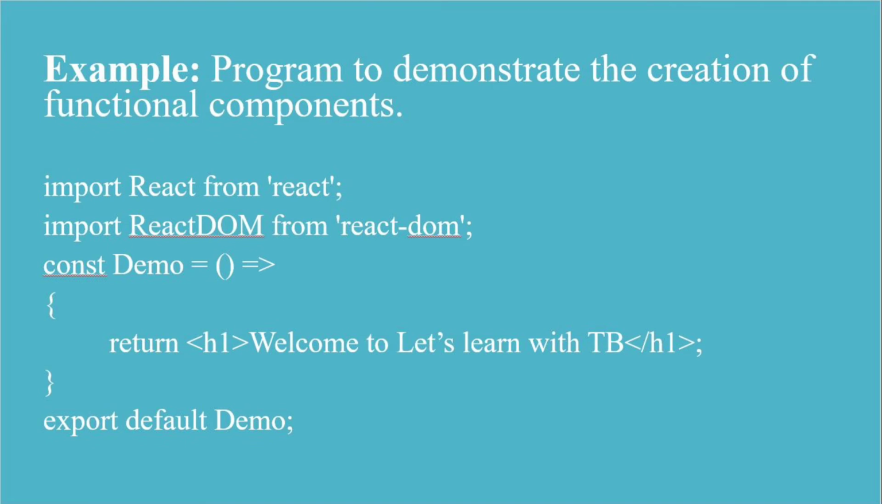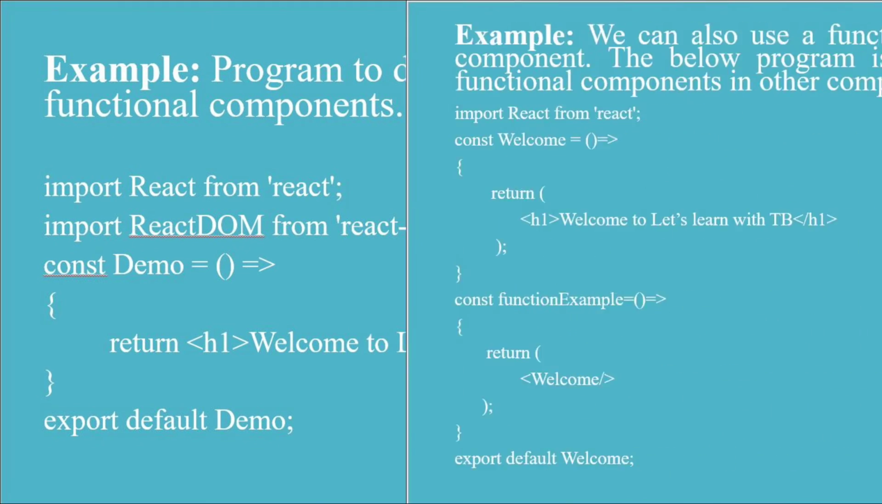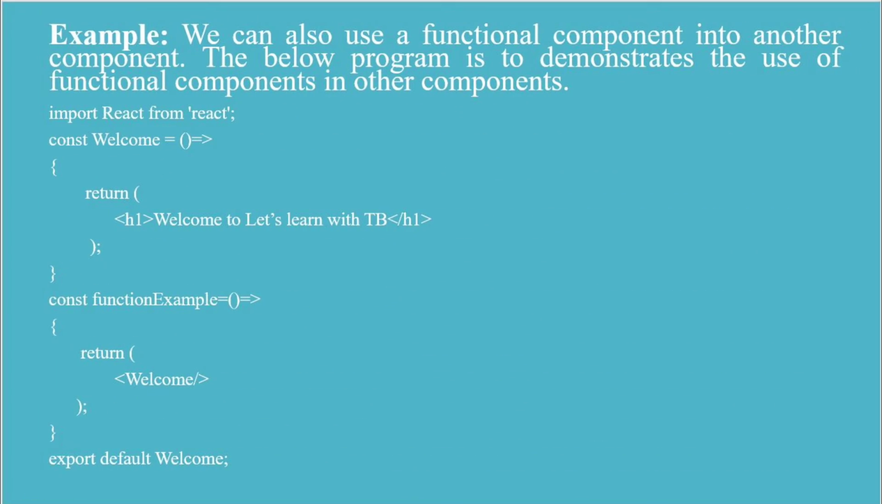The next program will take the same thing, and the output will be the same, but the workflow of creating the functions and getting the output is a little bit different. Here, first of all, we have imported React from the React library, and after importing we create the function welcome. In welcome we are returning an h1 tag, "Welcome to Let's Learn with TV", and this welcome function we are using in another function. The other function's name is function example.